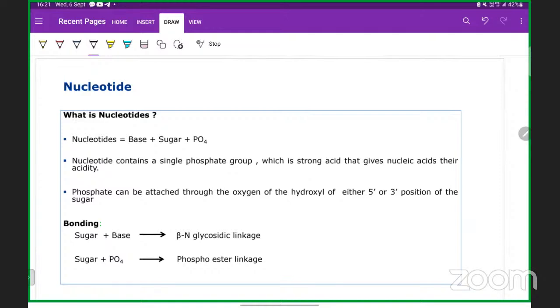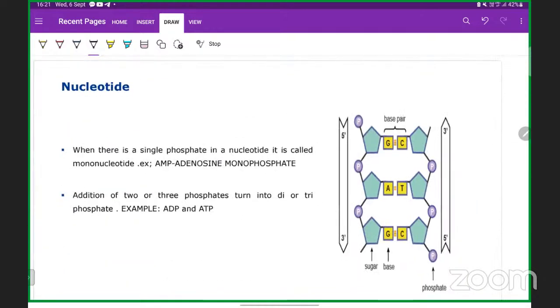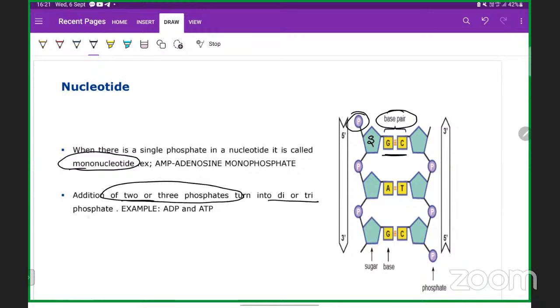And these are the ones that make up your DNA and your RNA. So this is how a nucleotide is present. You have a nucleotide: this is your base, then you have your sugar and you have the phosphate. This phosphate makes a connection with the adjacent nucleotide. When there is a single phosphate in a nucleotide, it is called a mononucleotide. When you add 2 or 3 phosphates, they turn into di- or triphosphate.